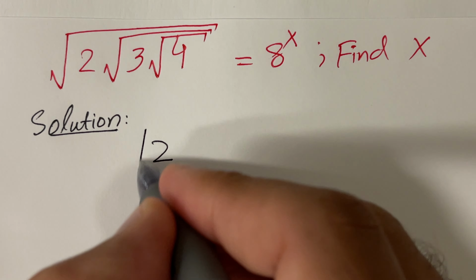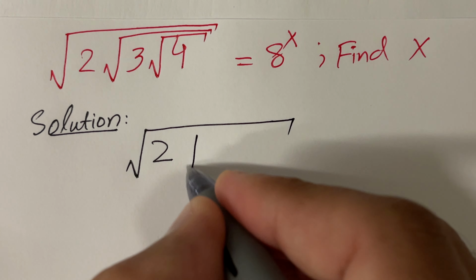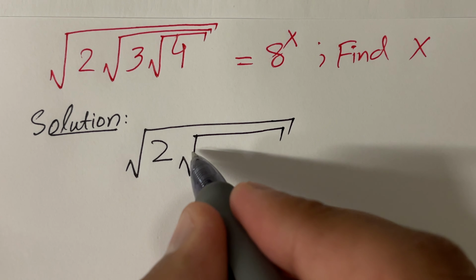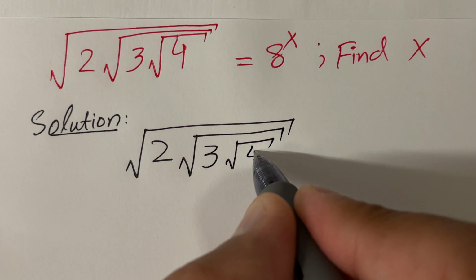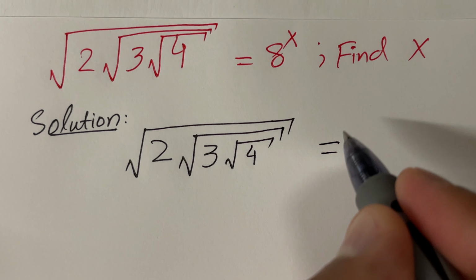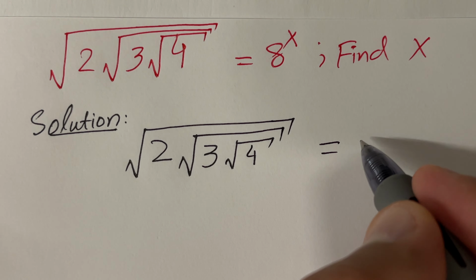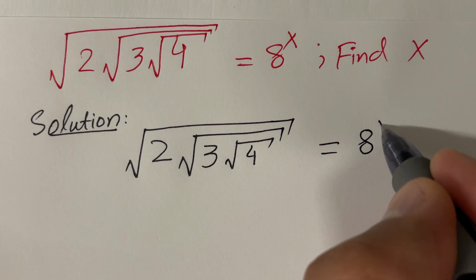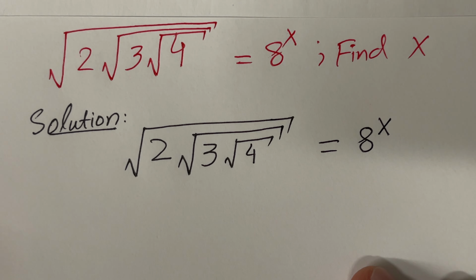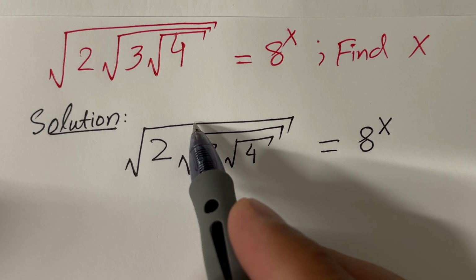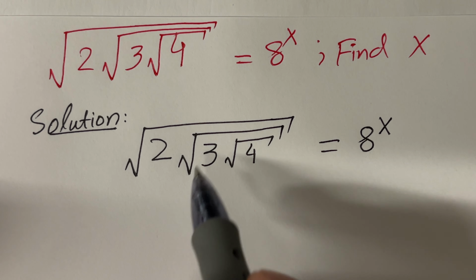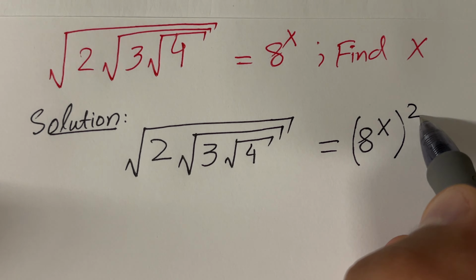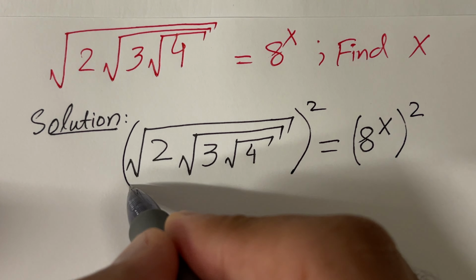The given equation is square root of 2, then inside this square root of 2 we have square root of 3, and then we have square root of 4. And the right hand side is 8 raised to the power x. Fine. Now if you look at here, we have square root of 2 and we want to get rid of this square root of 2. So we can take squares on both sides, right?